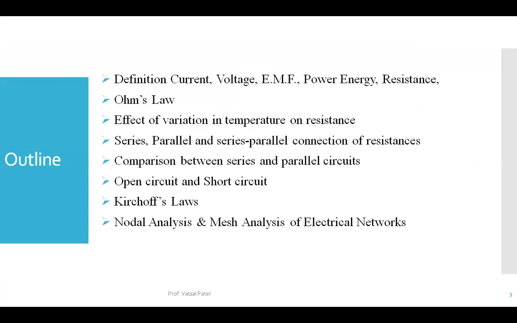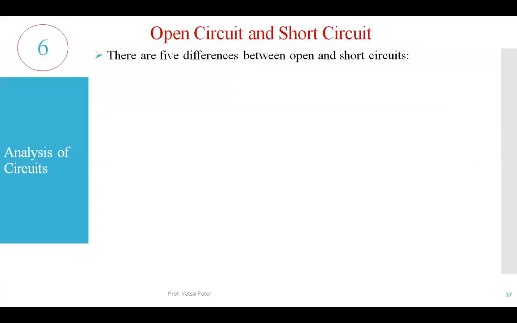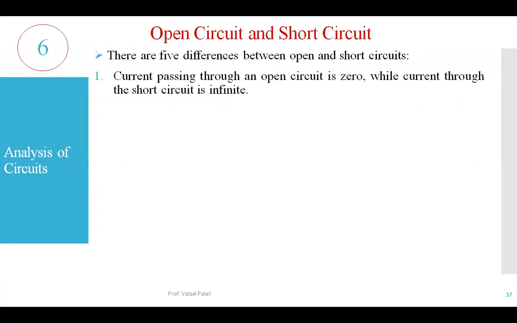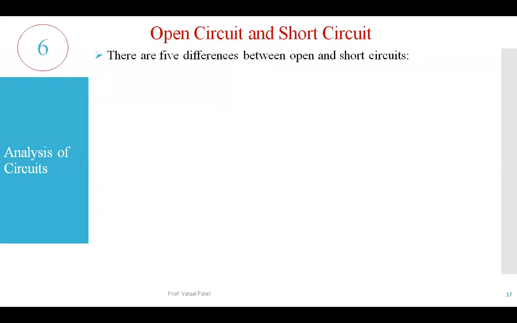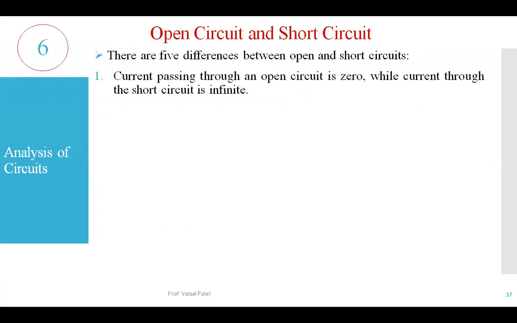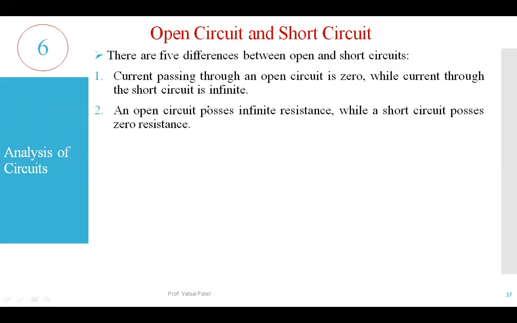In the last session, we had discussed series parallel combination and the comparison between the series parallel circuit. Then we discussed the open circuit and short circuit parameter. In the open circuit and short circuit parameter, you have to identify the difference. If you consider a circuit to be open circuit, that means the current flowing through that circuit will be zero. And if it is short circuit, the current is maximum, equivalent to an infinite value we are assuming. Then the second parameter is about the resistance.